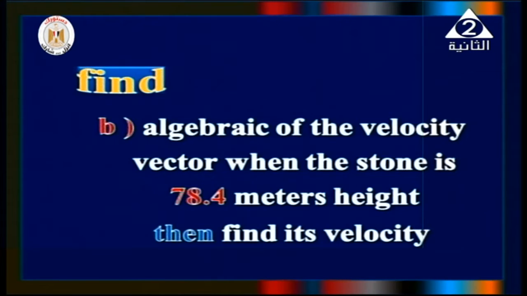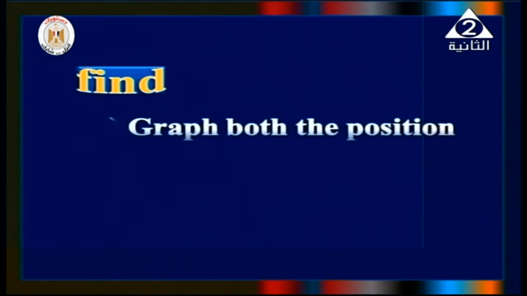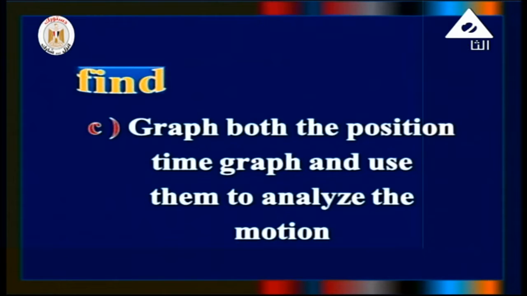Find the algebraic value of the velocity vector when the stone is at a height of 78.4 meters, then find its velocity. Number C, graph both the position-time graph and the velocity-time graph and use them to analyze the motion.